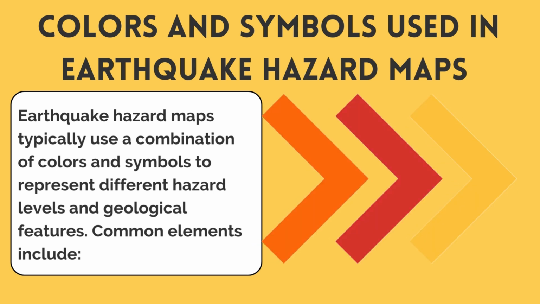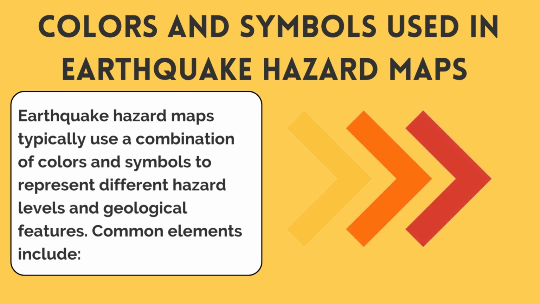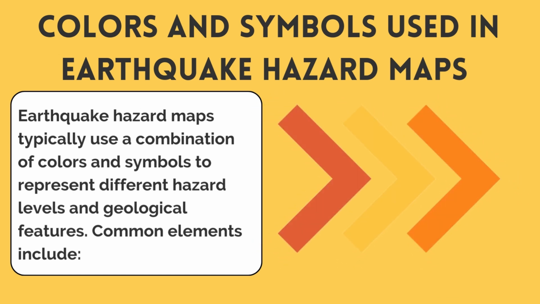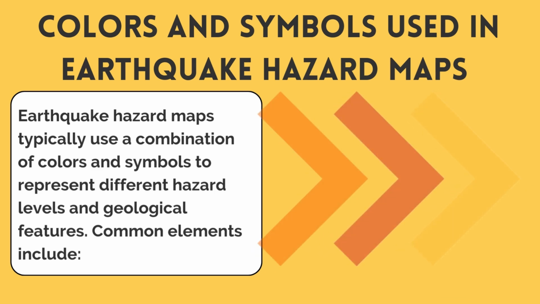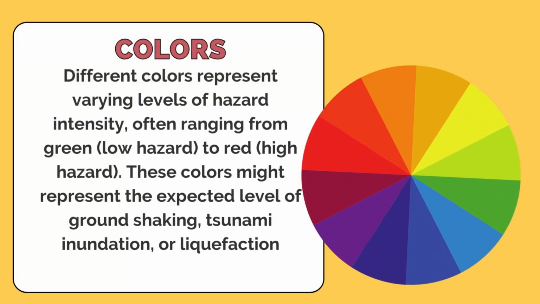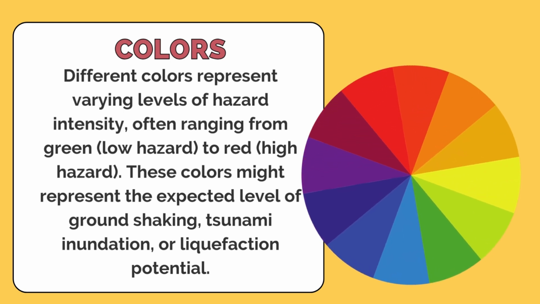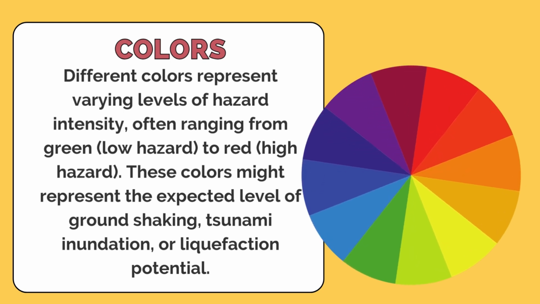So earthquake hazard maps typically use a combination of colors and symbols to represent different hazard levels and geological features. The common elements include colors. Different colors represent varying levels of hazard intensity, often ranging from green for low hazard to red for high hazard.